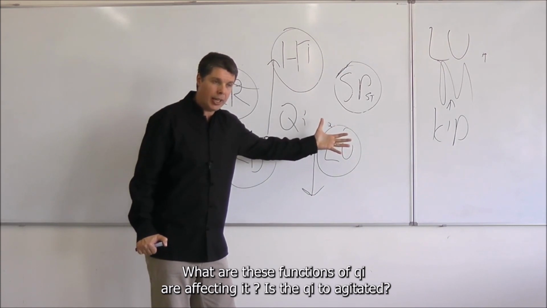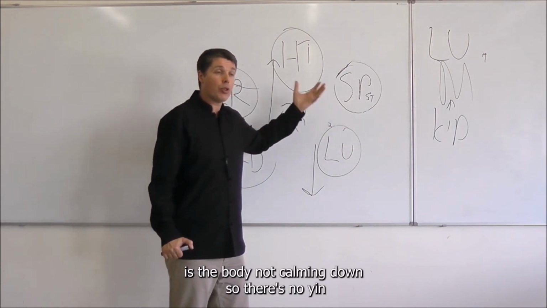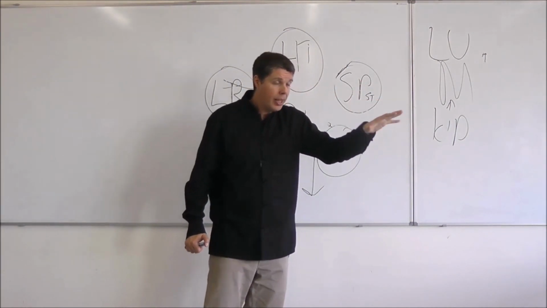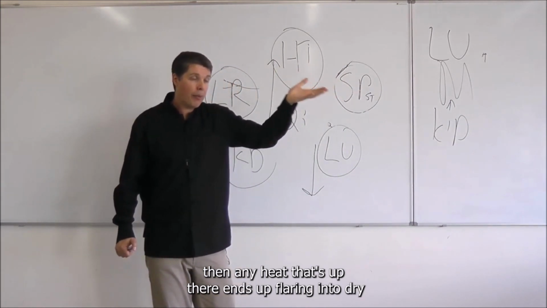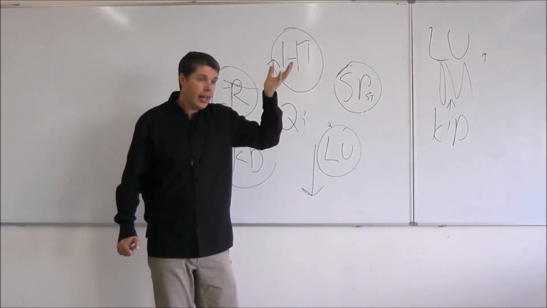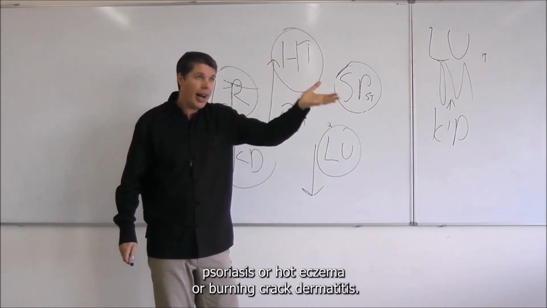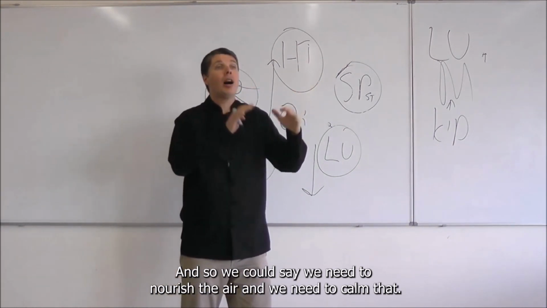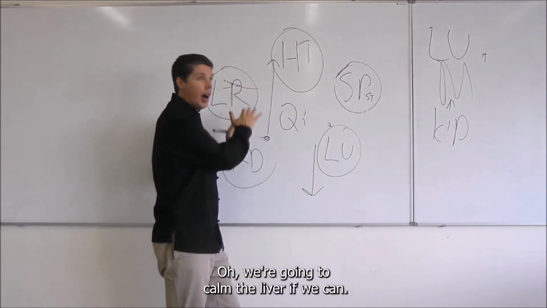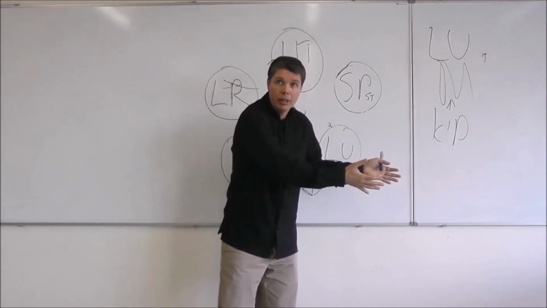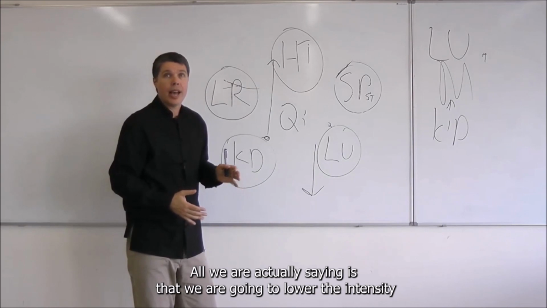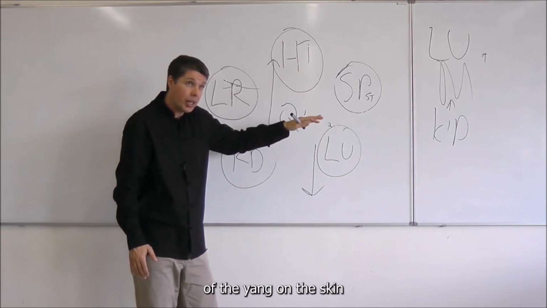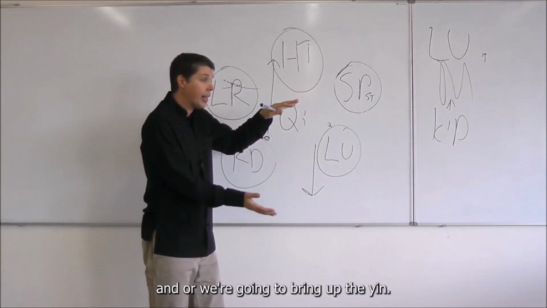Is the qi too agitated? Is the body not calming down? So there's no yin. And if the yin is not able to nourish and soften the skin, then any heat that's up there ends up flaring into dry psoriasis or hot eczema or burny, cracky dermatitis. And so we could say, we need to nourish the yin. We need to calm that. Oh, we're going to calm the liver. If we calm the liver, then the skin will get better. All we are actually saying is that we are going to lower the intensity of the yang on the skin, and or we're going to bring up the yin.